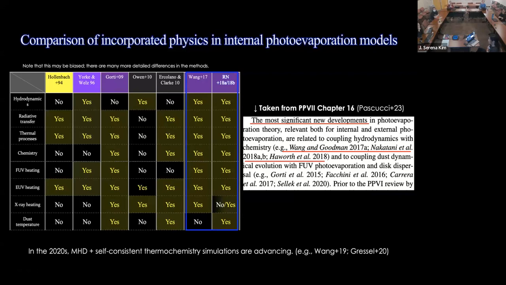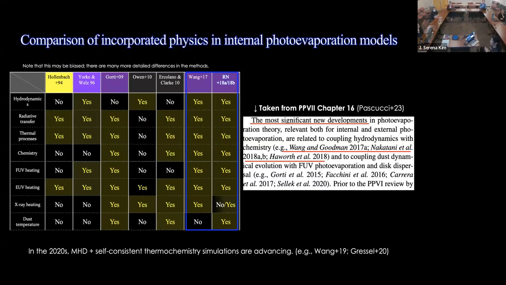This table compares the incorporated physics in each of these photoevaporation models, and mine is the rightmost column. So basically it includes everything. This is counted as a significant new development in the field, which I'm very honored by. And now people are trying to couple non-ideal MHD with this self-consistent chemistry radiation hydrodynamics model.